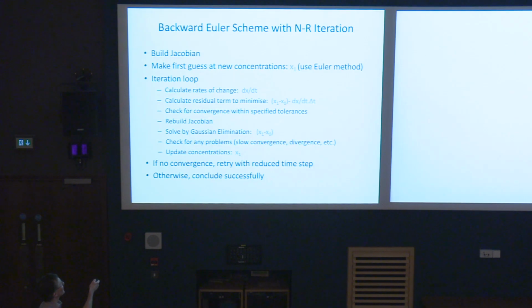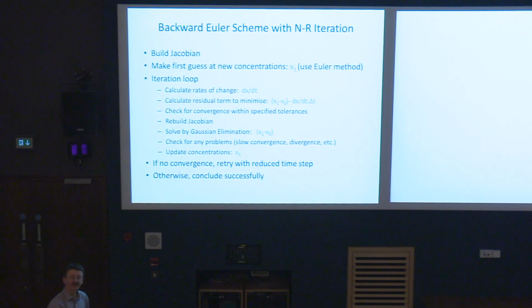Okay? So what we do, we rebuild the Jacobian. We solve this by Gaussian elimination to derive what the change in the concentration is over the time step. We then check for any problems that might occur. Okay, if there are problems with convergence and divergence, we might start seeing those at that point. And then we update the concentrations. And we go back to the beginning of the loop again with those concentrations, calculate the new rates of change, calculate our residual term here, and hopefully we're a bit closer to zero. Okay, and we go on, we iterate through this, go multiple times over this loop until we're close enough that we're happy we've converged. Okay, and at that point, we end up with the concentrations at the end of the time step. All right.